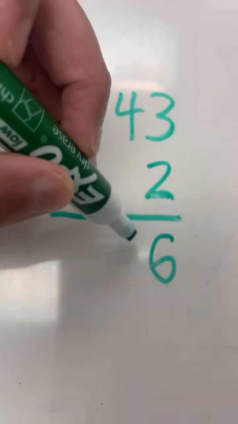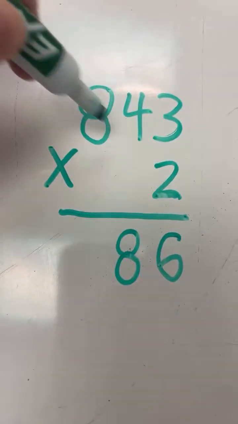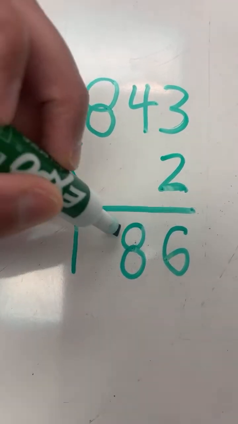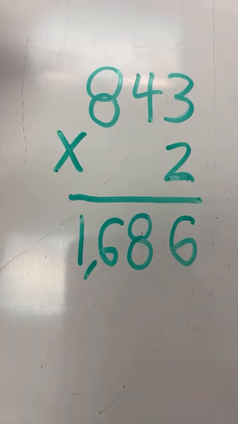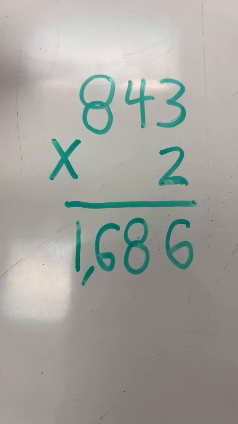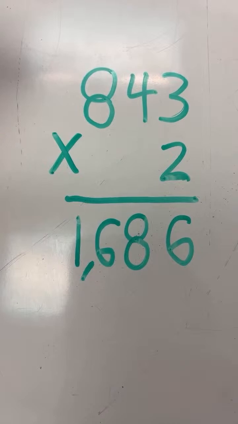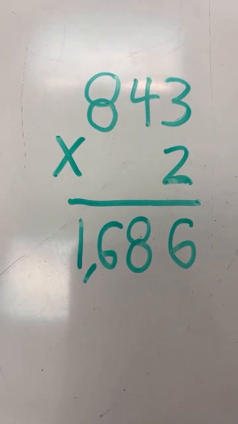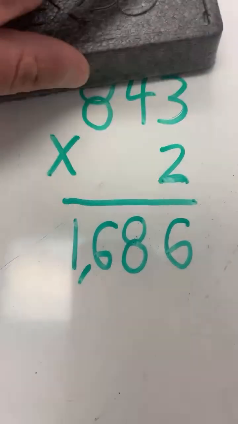Four times 2 equals 8. 8 times 2 equals 16. And we have our final answer, 843 times 2 equals 1,686. All right, moving on to example number 3 right now.